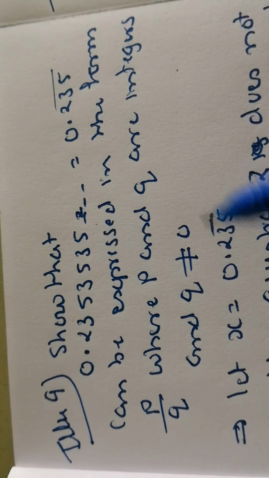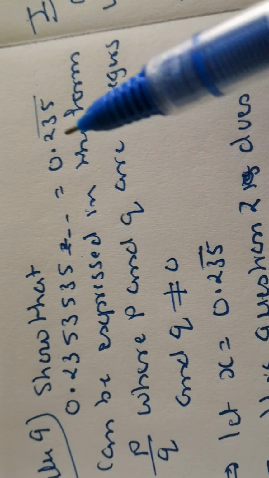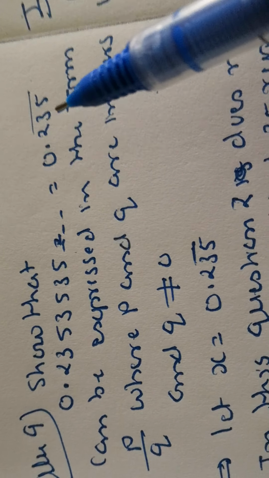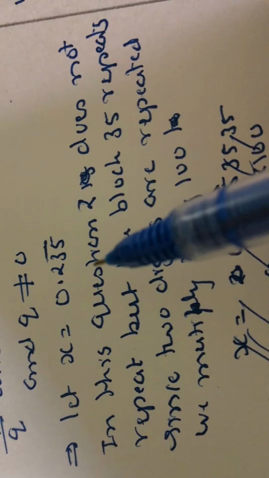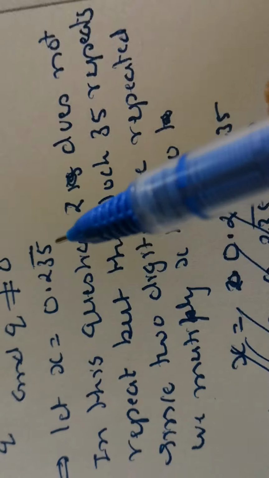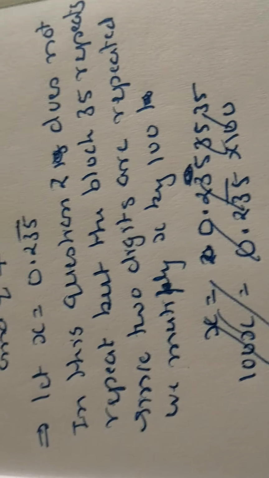Now same way, show that 0.2353535 is equal to 0.235 bar. Here just 35 is going on repeating. So 35 is having bar. So first we are going to assume x is equal to 0.235 with 35 bar.